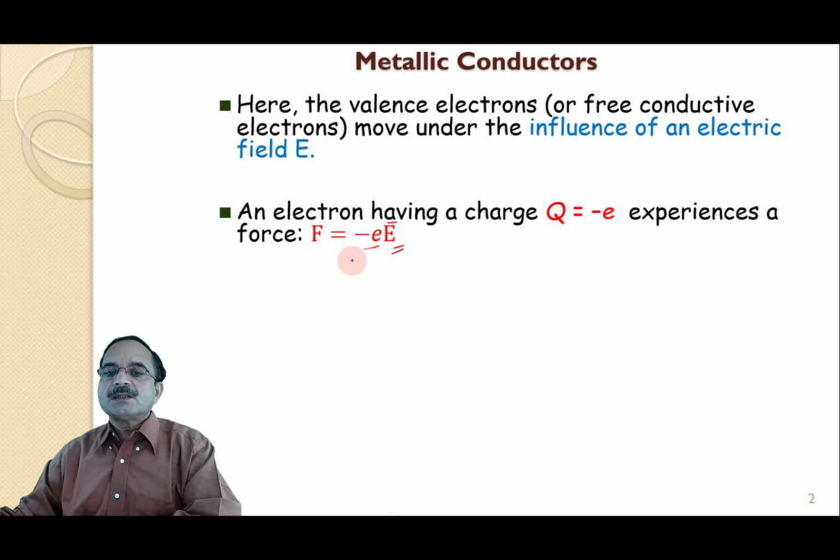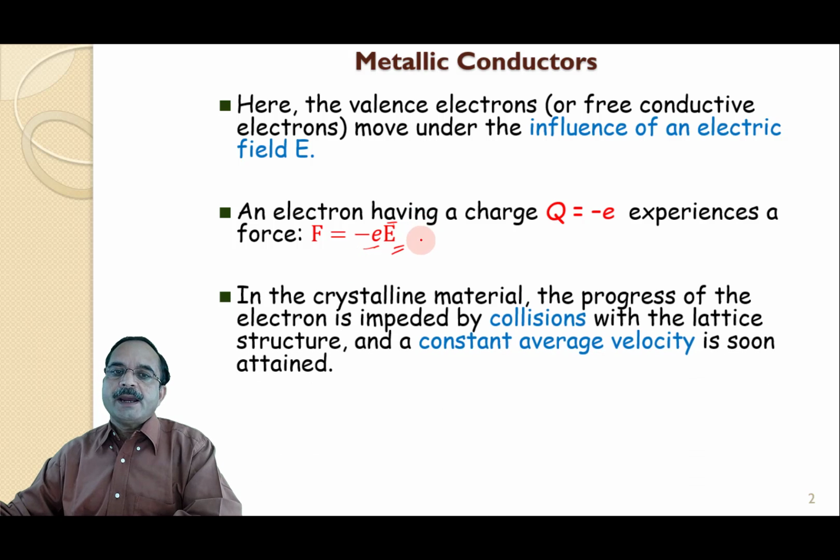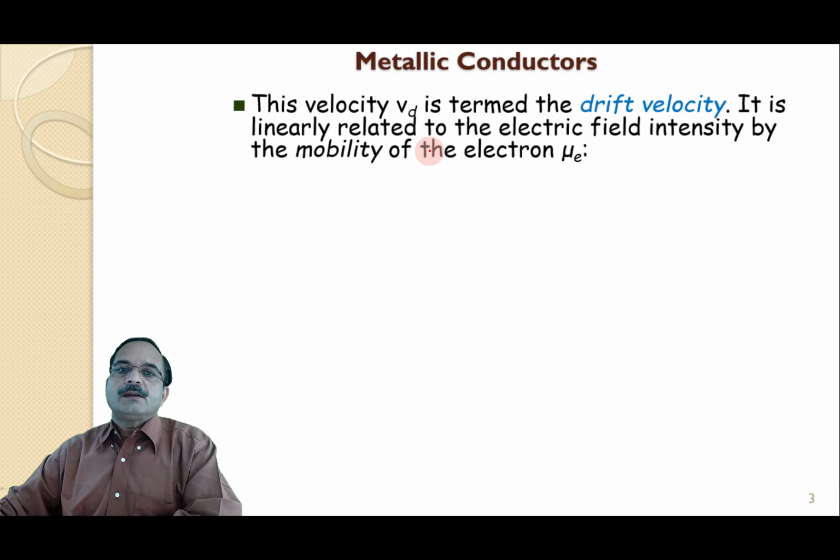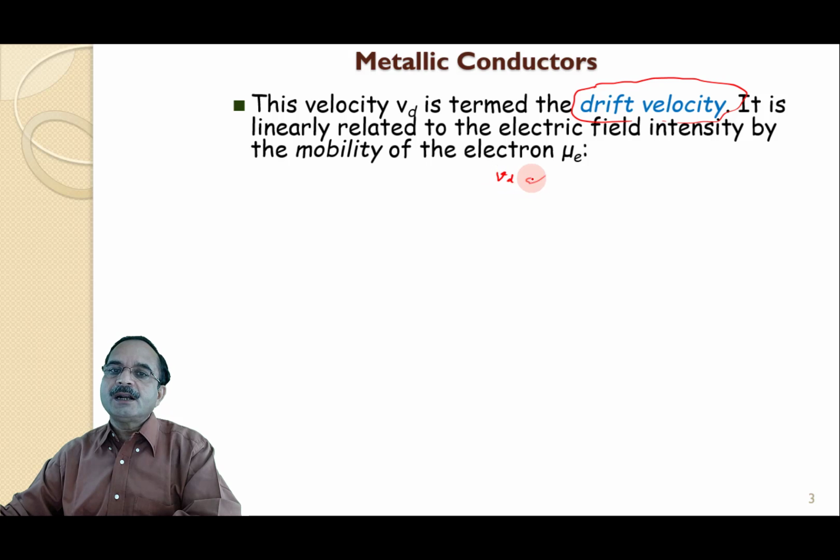Now because of this force, the electrons start moving inside the conductors and they collide with the lattice structure within the conductor, and because of this the electron velocity is limited and it attains a constant average velocity. Now this velocity is called the drift velocity. Now the more the applied electric field, the more is the velocity. So I can say the drift velocity is directly proportional to the applied electric field E. And this proportionality constant is called the mobility of the electrons.